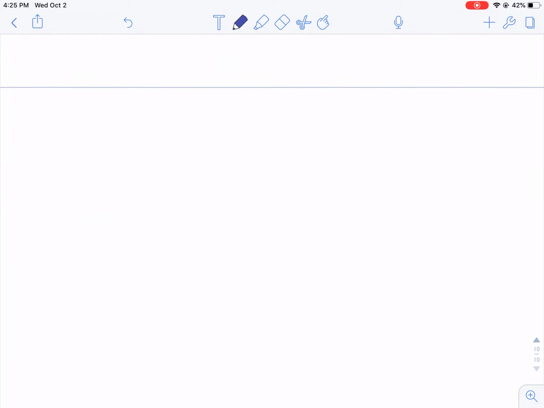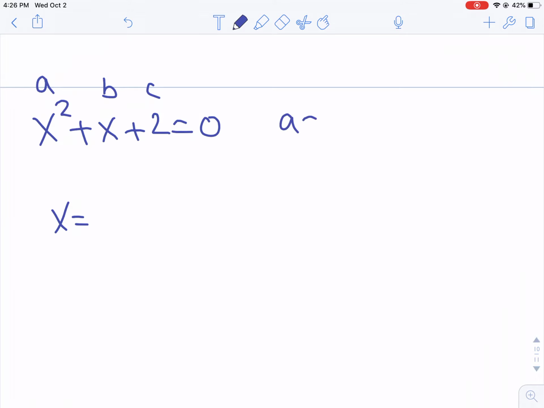All right, so I'm going to use the quadratic formula again. I have x squared plus x plus 2 equals 0. Using the quadratic formula, we're going to solve this. And it will tell you in the directions, use the quadratic formula to solve. Okay, so x equals negative b. Well, this is a, this is b, this is c. So a is 1, b is 1, c is 2.